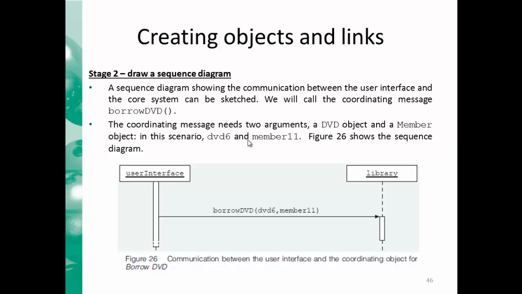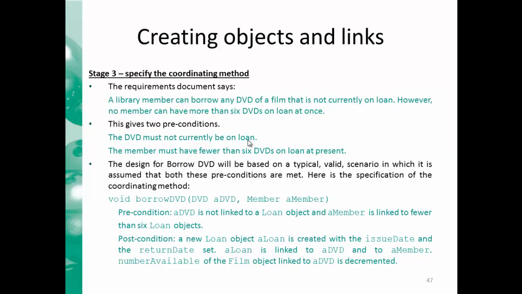Again, we go through the same procedure. We draw the sequence diagram that shows the interaction between the user interface and the coordinating object. Then we specify the coordinating objects, to decide what the name of the coordinating object will be and what parameters it takes. The name will be borrow DVD. It will take a DVD and a member as parameters. It doesn't return any data type, but it has a precondition.